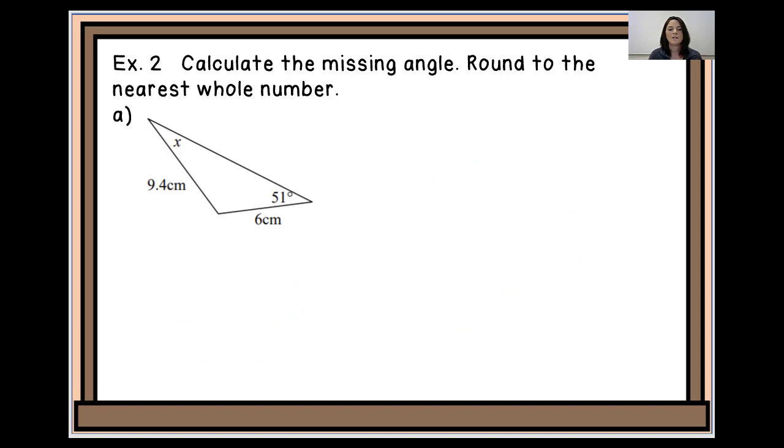So in this example, we're going to calculate the missing angle this time, and we're going to round to the nearest whole number. So same idea as before. If it helps to go ahead and label your triangle, please do so. You can have A, B, C, X, Y, Z, any letter you would like. So across from angle A is lowercase a, B is lowercase b, C and lowercase c.